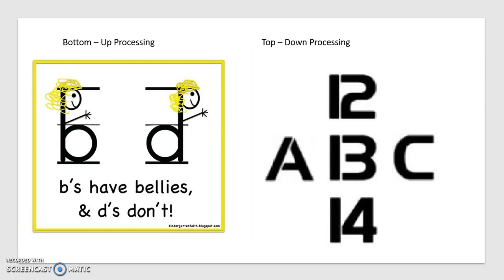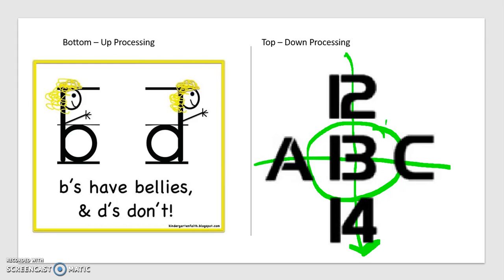So in this picture right over here, we see this B if we're reading the letters A, B, C, but we see a 13 if we're reading downwards, 12, 13, 14. So the context is influencing how we see this figure right here, which is actually identical. In one situation it's a 13, in another situation it's a B.